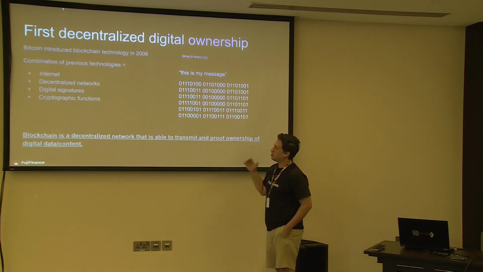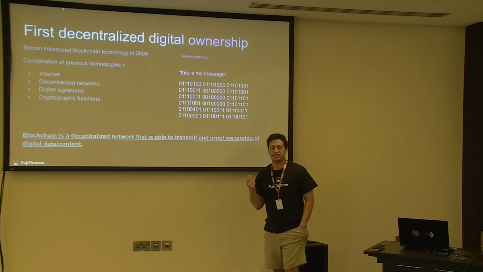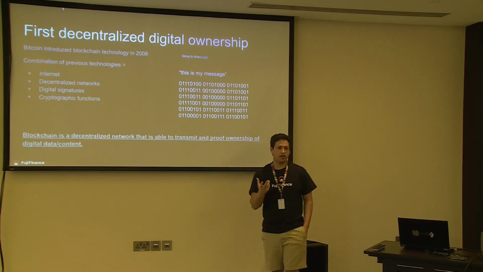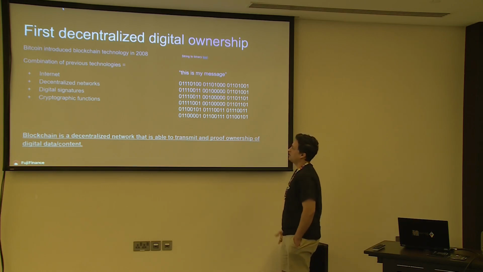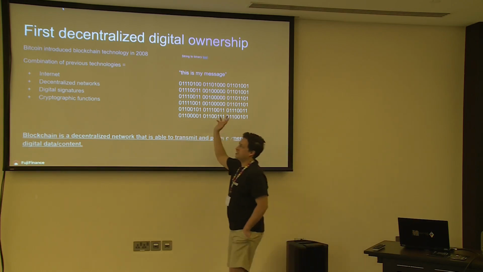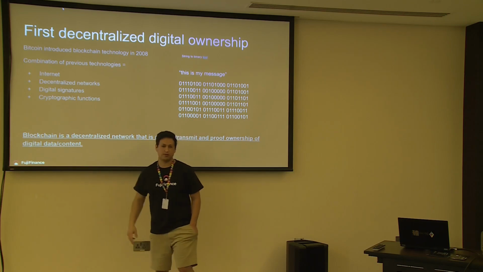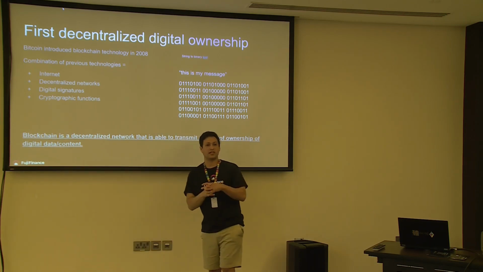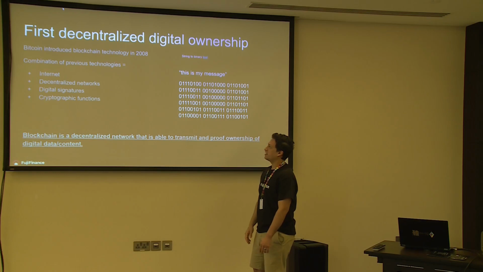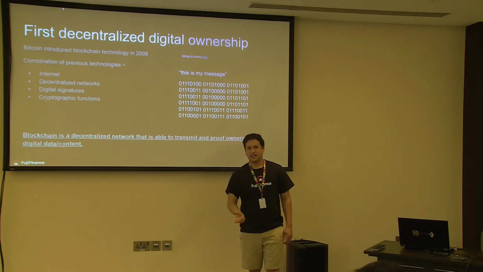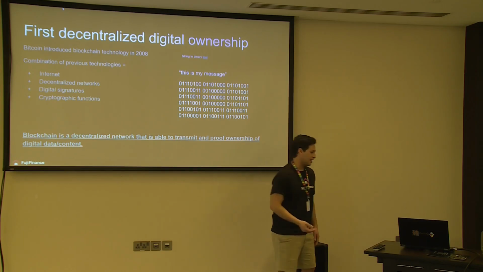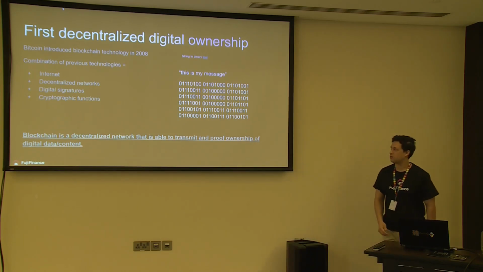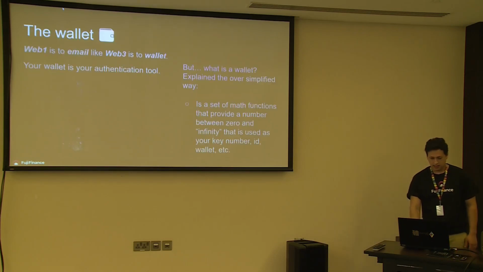So what Bitcoin did basically was that you can represent digital ownership, and you can prove that someone owns something in a decentralized network. It was a combination of technologies that we already had before, but nobody had put them together. And I think that's the contribution Bitcoin brought to Web3, and one of the key things that we have in Web3.